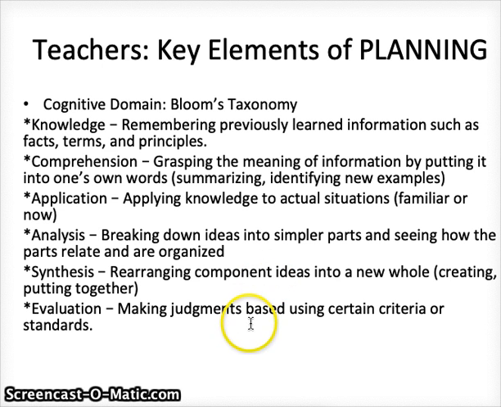And then the last piece is evaluation, where we make a judgment of something using certain criteria or standards, and we evaluate it. So it's where we're asked to read a passage, let's say, and evaluate the information that's in it based on certain criteria that we've set up ahead of time, or what we're looking for. So these are the levels of Bloom's taxonomy, very important to use and remember when writing objectives.